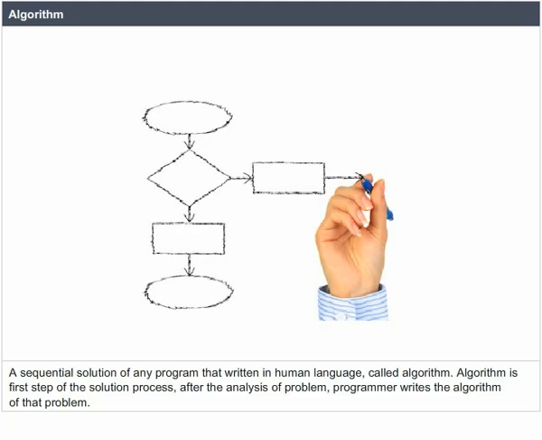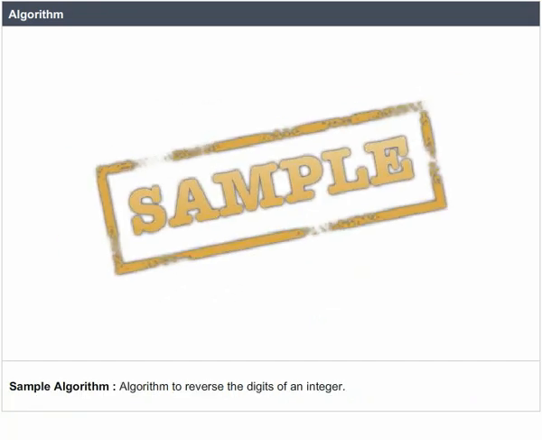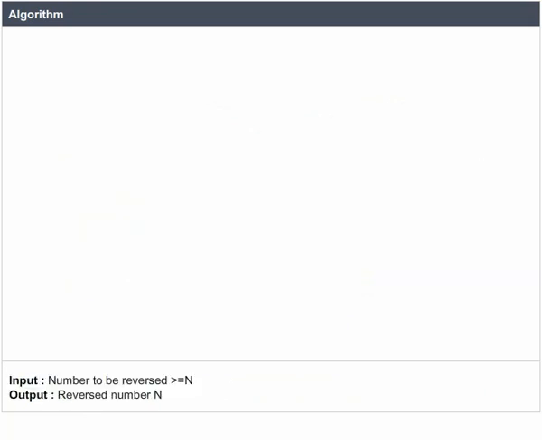Algorithm. A sequential solution of any program that is written in human language is called an algorithm. Algorithm is the first step of the solution process. After the analysis of the problem, the programmer writes the algorithm of that problem. Sample algorithm: Algorithm to reverse the digits of an integer.